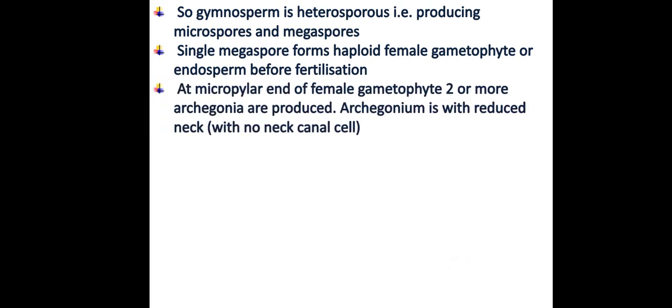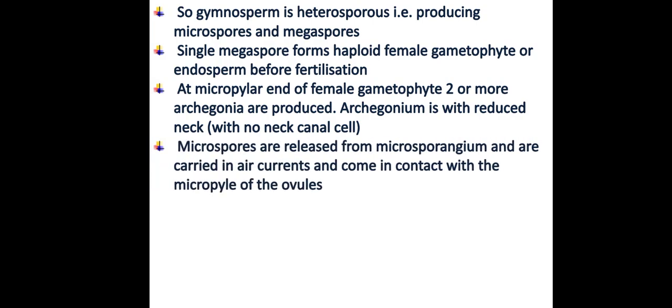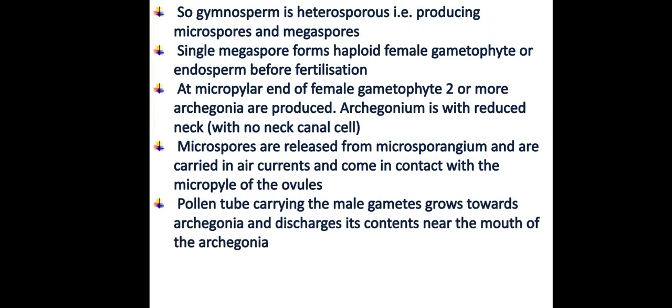At micropylar end of female gametophyte, two or more archegonia are produced. Archegonium is with reduced neck, with no neck canal cell. Microspores are released from microsporangium and are carried in air currents and come in contact with the micropyle of the ovule. Pollen tube carrying the male gametes grows towards archegonia and discharges its content near the mouth of the archegonia.